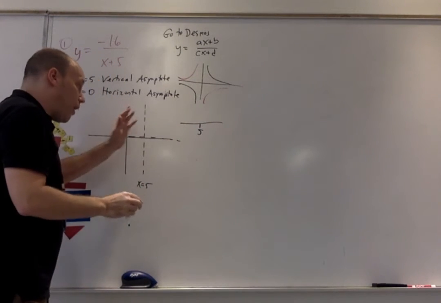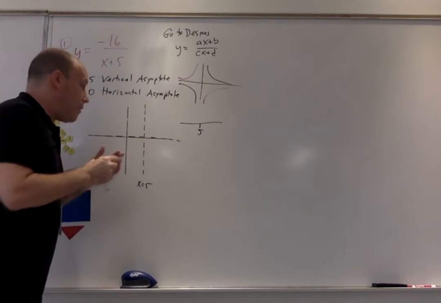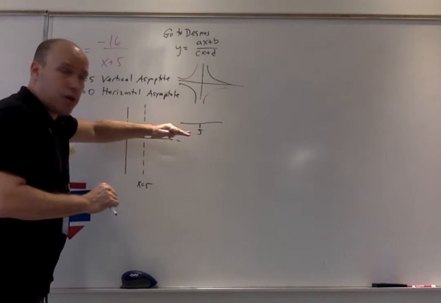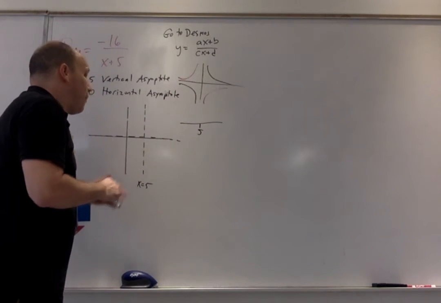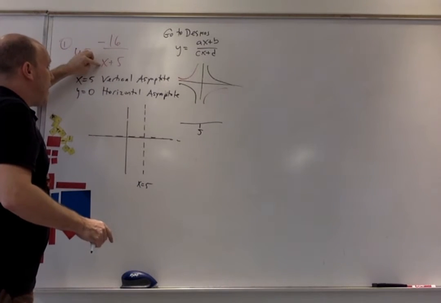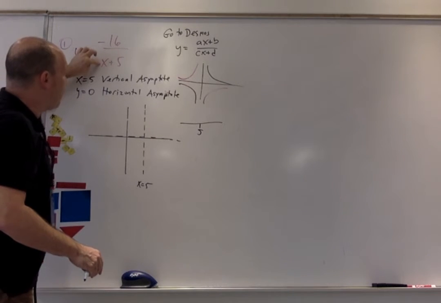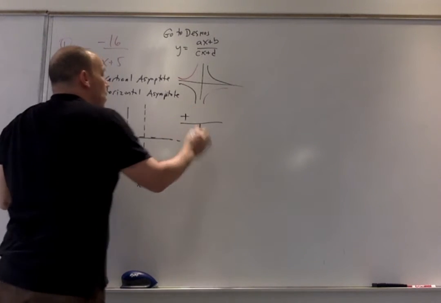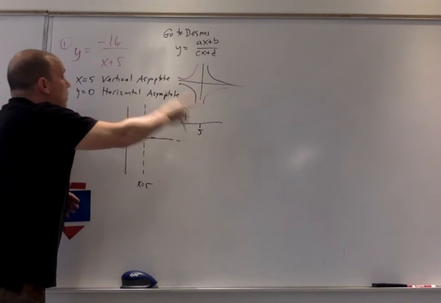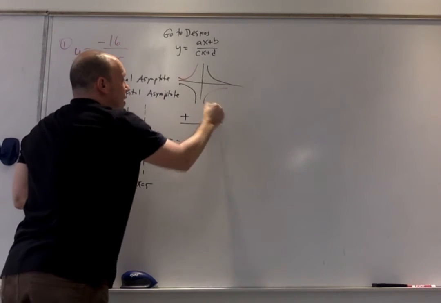Because you know something's going on to the left of 5, and you know something's going on to the right of 5. And because the asymptote is at y equals 0, it's going to be positive or negative. So let's stick something in here. How about negative 10? Well, negative 10 plus 5 is negative 5. Negative 16 divided by negative 5 is positive. If x is greater than 5, for example, 10 plus 5 is 15. Negative divided by positive is negative.